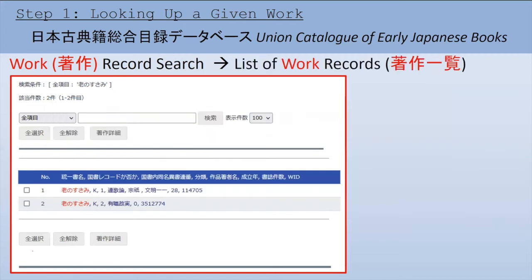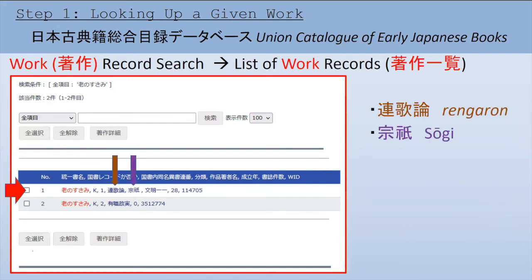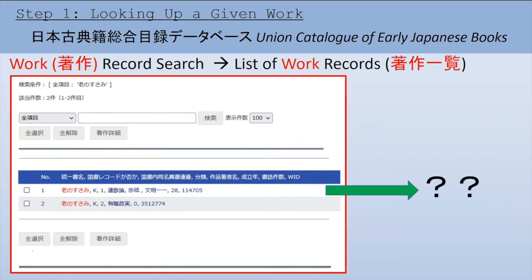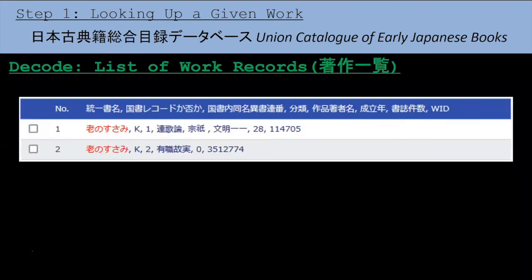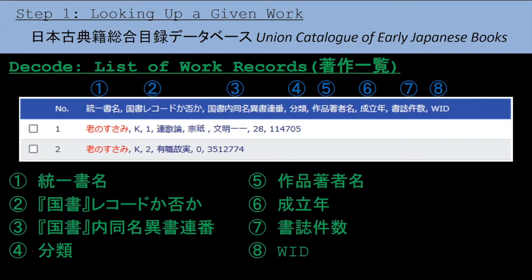In this case, we get only two results, of which the first, containing the term Rengadon, and the author Sogi, we can identify confidently as the one we're looking for. If we click on this, it will bring us to the various individual texts. But first we should decode the various elements, all 8 of them, that make up the entries in any list of work records.